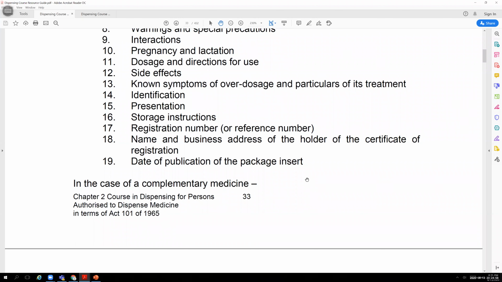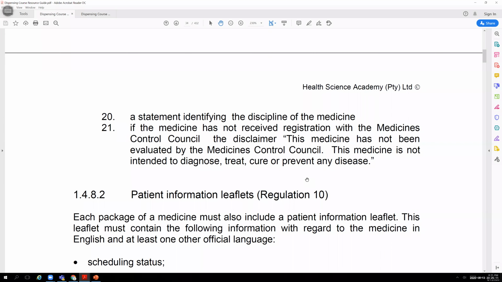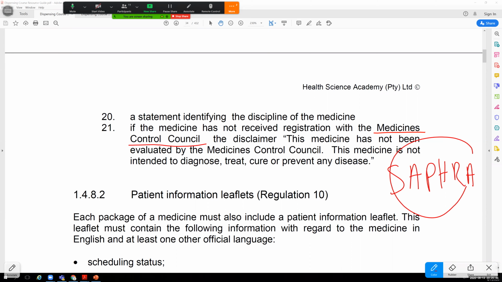And then in terms of complementary medicines, and all those vitamins and herbal things that we are currently using, there has to be a statement identifying the discipline of the medicine. If the medicine has not received registration with the council, remember now in South Africa, this is something else for you to note, we no longer have the MCC. The name has changed. It's called SAHPRA, right? You note this because you might get a question in the exam to show that you are current in your understanding. So SAHPRA is now what we used to call MCC, the regulator that regulates medicines and approves drugs, and all the drugs that we use in South Africa are registered with SAHPRA, right?